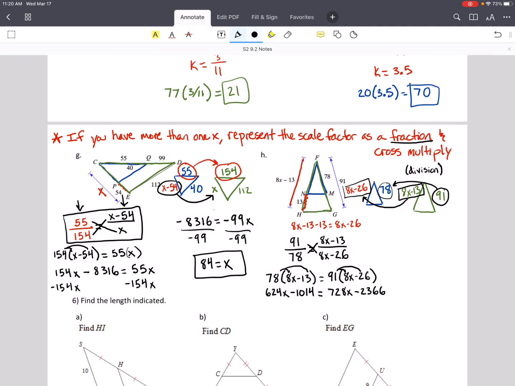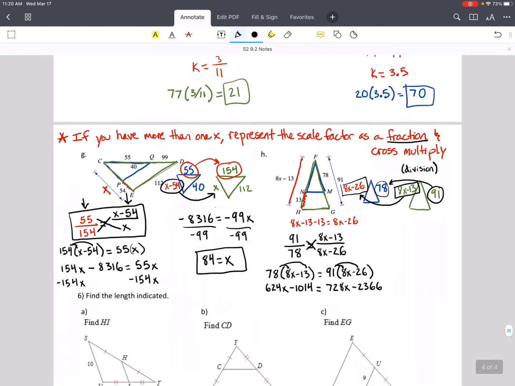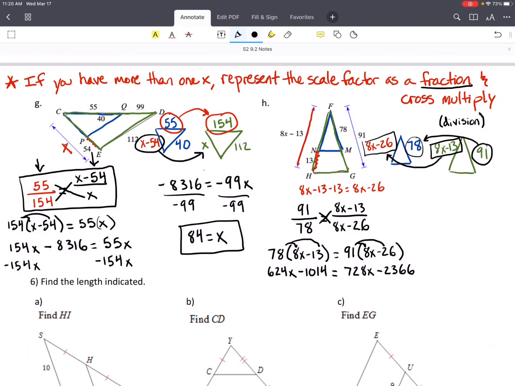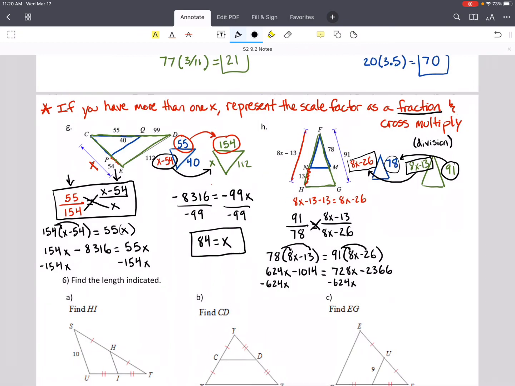All right, now it's just solving an equation. We can do this. Wow, especially if we zoom in a lot. All right, I'm going to start by subtracting to get my x's on one side. So this is going to leave me with negative 1014 equals 728 minus 624 is minus 104x. And now I'm going to add that 2,336.